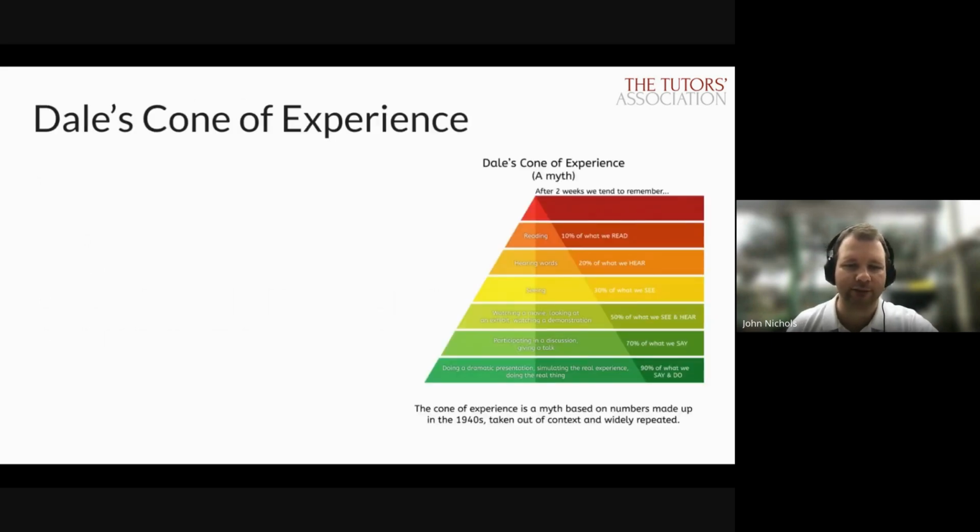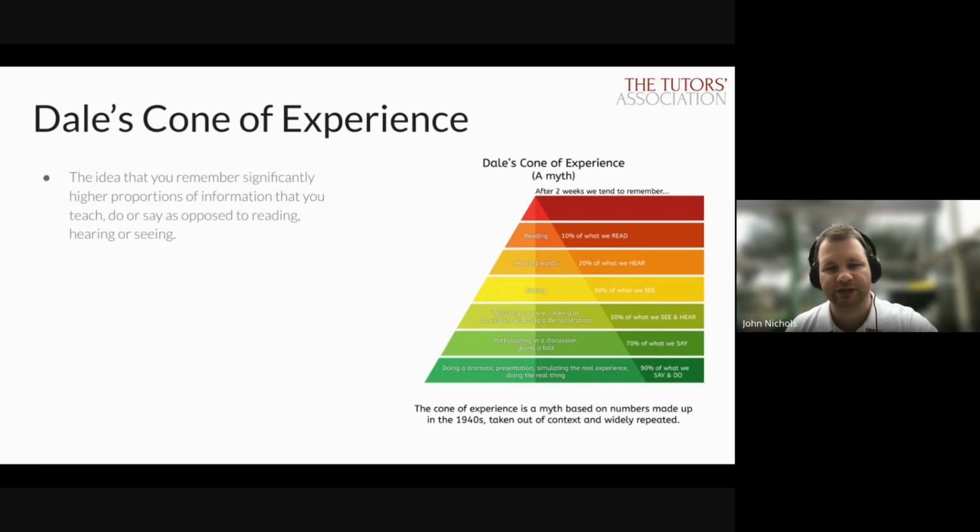Now we're going to look at Dale's cone of experience. So this is the principle that you remember 10% of what you read, 20% of what you hear, 30% of what you see, and so on. And if you teach something or say and do it combined or however else, the bottom one gets described in different ways.